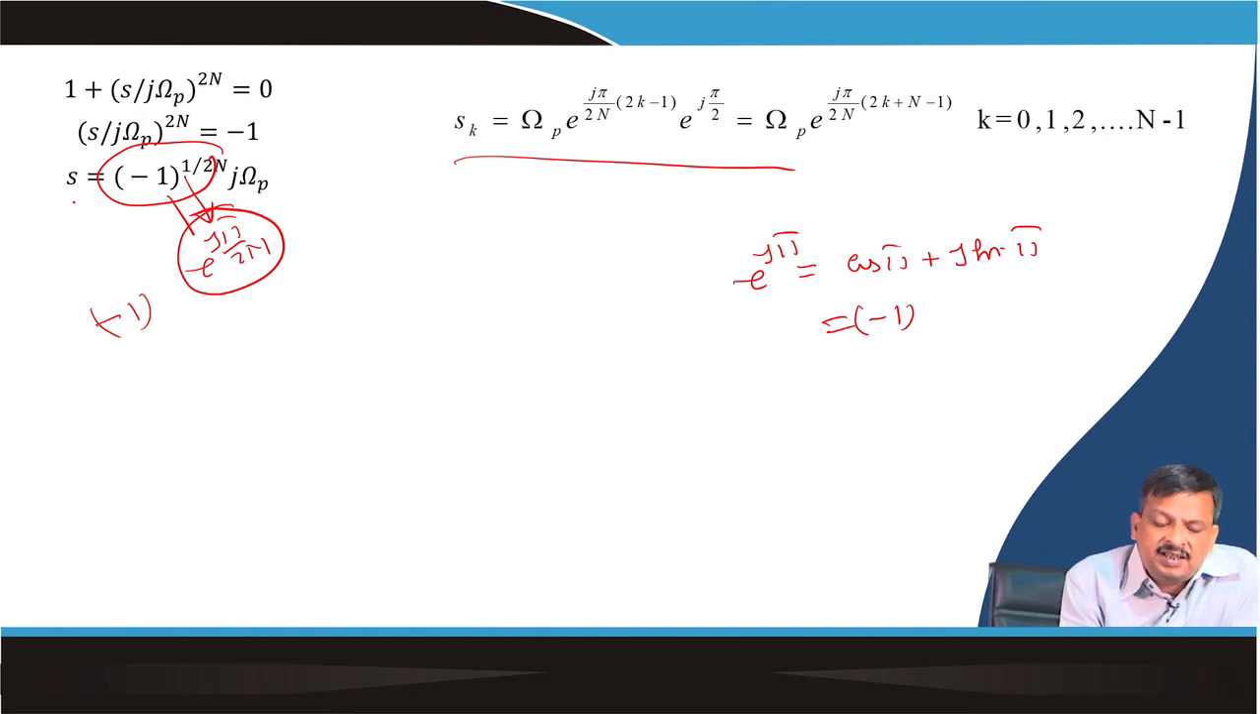Now, n is the order of the pole, so the poles vary. So where are my other poles? For that purpose, let us say k equals 0, 1, 2, and so on. Then I can say it is nothing but j pi by 2n into (2k minus 1).